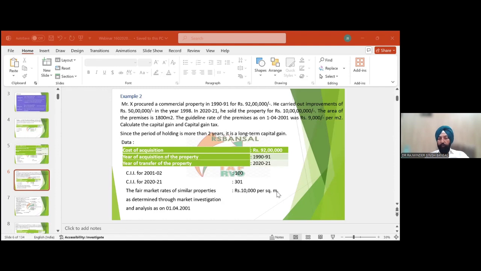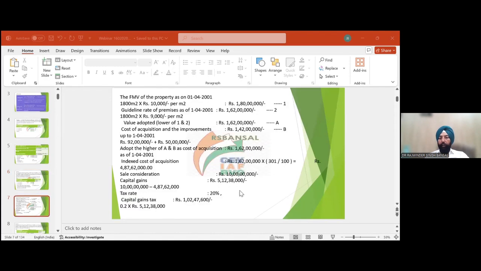Now, in this question, there are three things. One is the cost of acquisition in 1991, which is 92 lakh. Second is the guideline rate as on 1st April 2001, which is 9,000 per square meter. And third is the fair market value of similar properties as determined through market investigation as on 1st April 2001, which is 10,000 per square meter. Now, if all these three things are available, how do we calculate the cost of acquisition? This is the main difference between the first and the second question. Otherwise, it is similar to the first question.